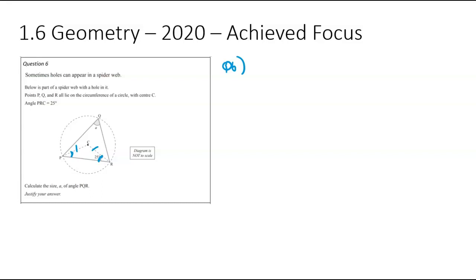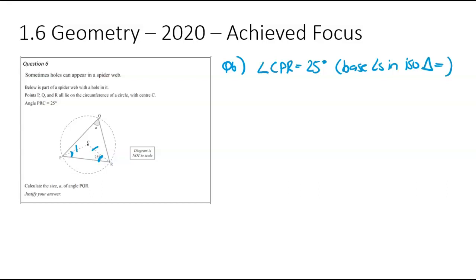So let's jot that down. So that's angle CPR, that's going to be equal to 25 degrees. And don't forget your reasoning. Base angles in an isosceles triangle are equal.